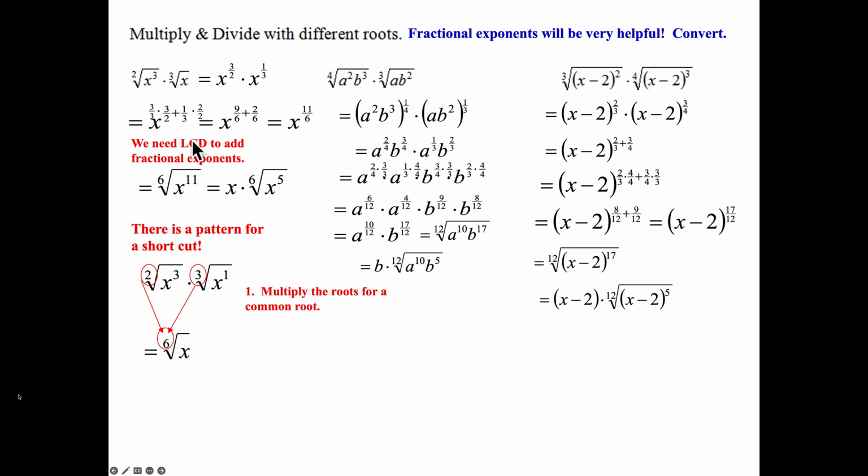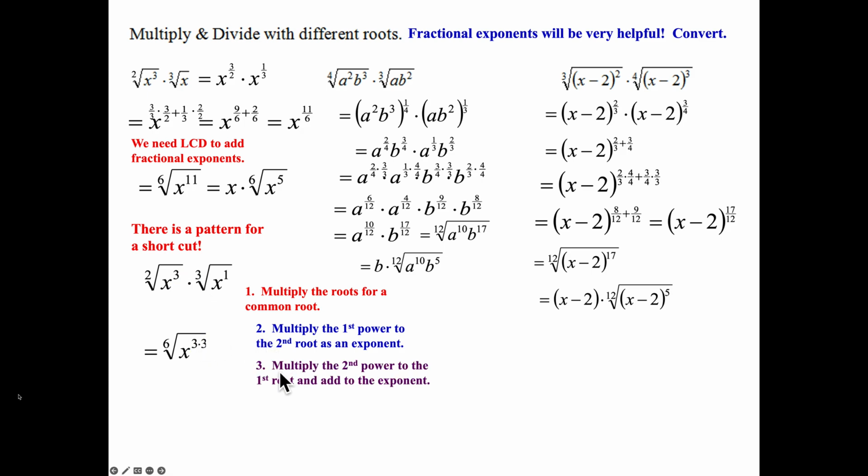Well, if you look at your fractional powers, the 3 over the 2 was multiplied by a 3. Where did that 3 come from? That came from this root. And then the 1 right here was multiplied by 2, which is the root of the second one. So next you multiply the first power 3 times the second root, 3 times 3. Then you're going to add to that the second power 1 multiplied by the first root 2. Add those together.